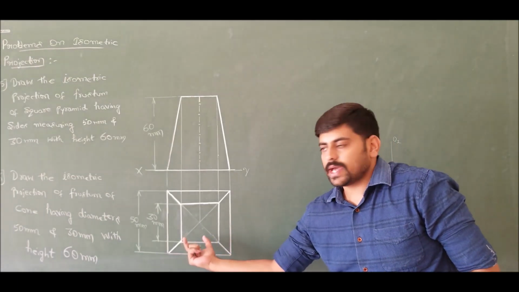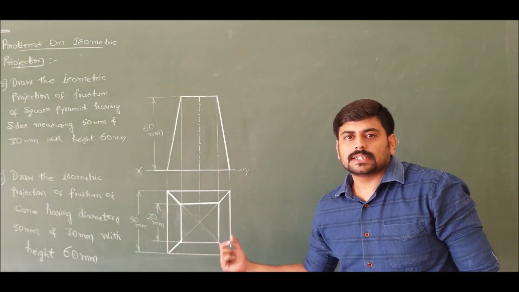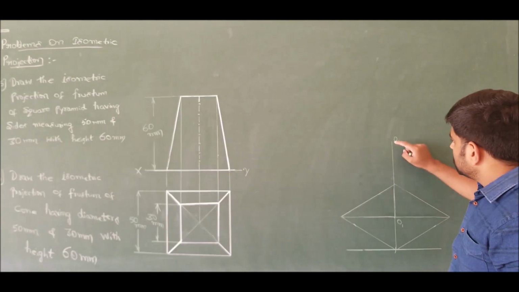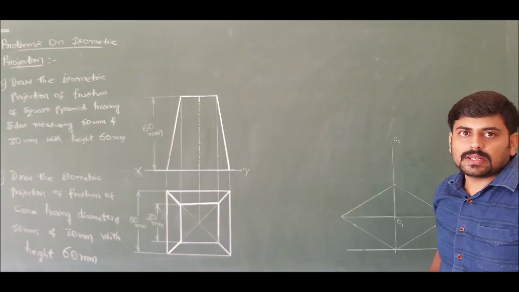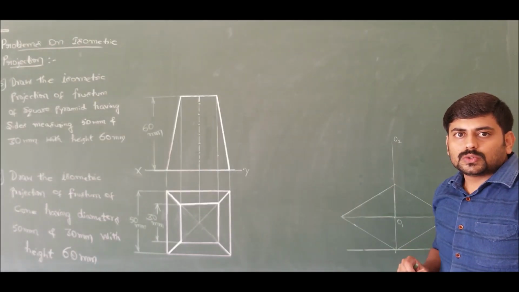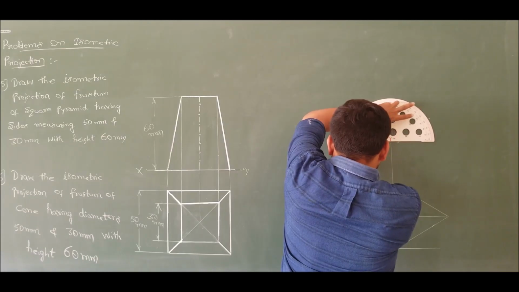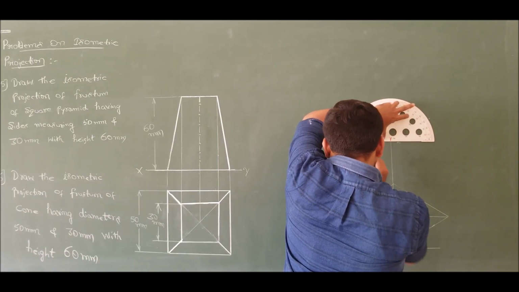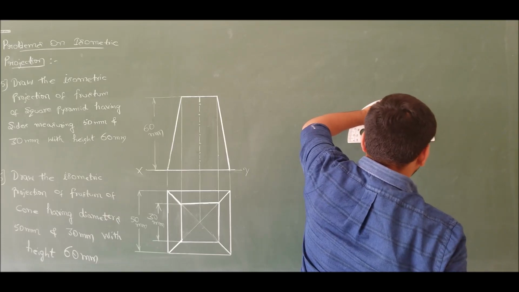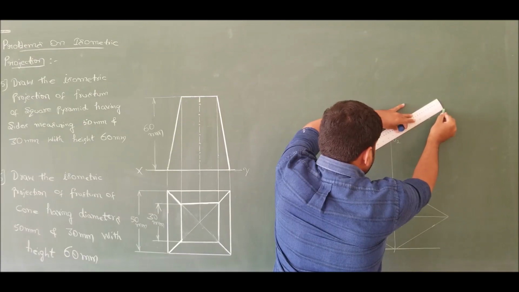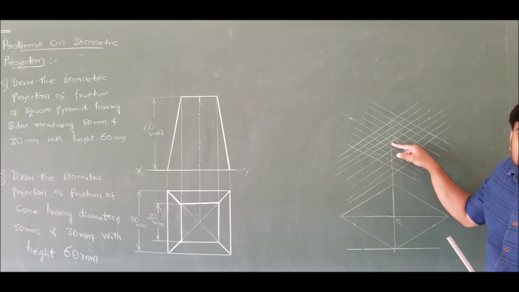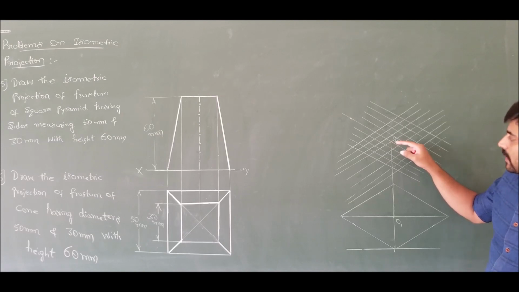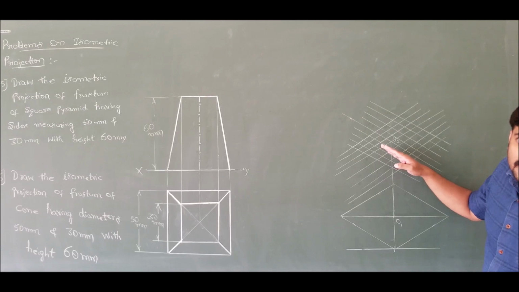The top face is a square of side 30 millimeters cross 30 millimeters. So with this as center, I want to construct a square whose side length is 30 millimeters cross 30 millimeters. Now from the center, in order to construct the 30 mm cross 30 mm square, on either side you offset by 1.5 boxes cross 1.5 boxes.